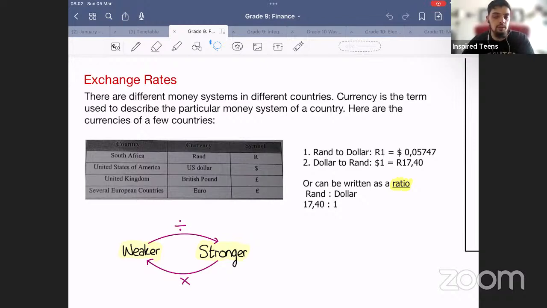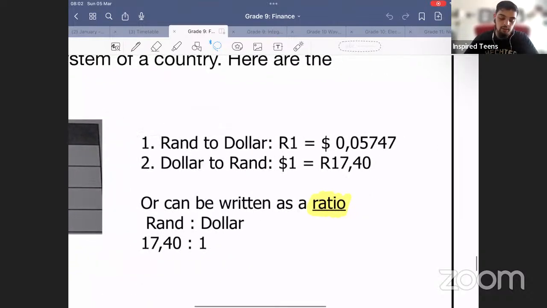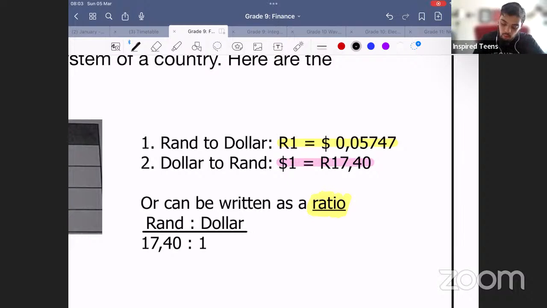For example, 1 rand will not give you a whole dollar. In fact, 1 rand will give you an extremely small amount of dollars, meaning our rand is small. However, $1 will give you 17.40 rand. That indicates that the dollar is a lot stronger than the rand. This is really important: the relationship between the rand and the dollar can be written as a ratio, where $1 gives us 17.40 rand.